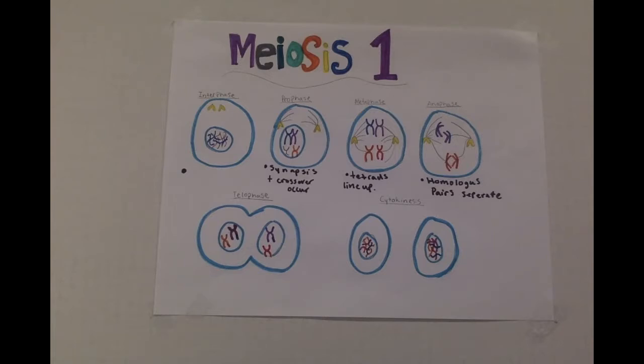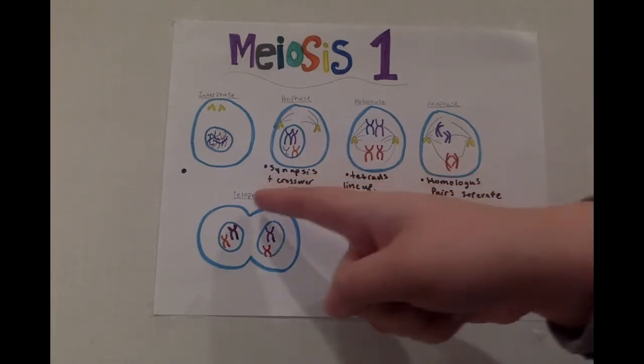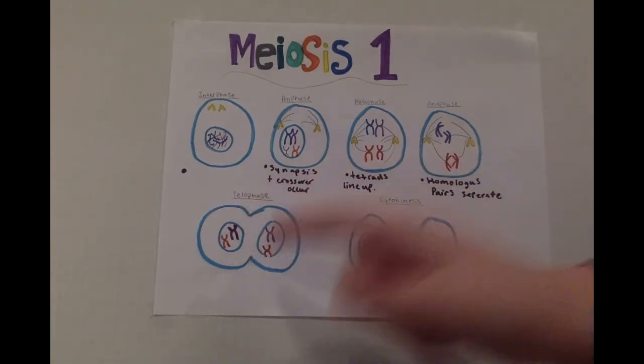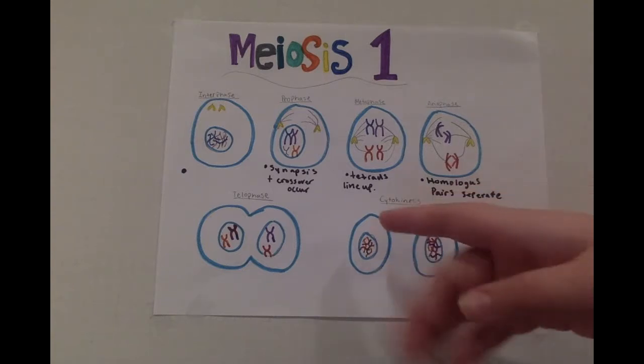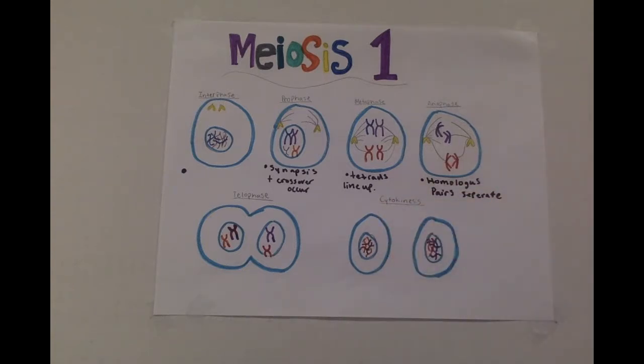Cytokinesis, which is the division of the cytoplasm, you can see where it starts to divide in telophase, and then in cytokinesis, it's completely divided. In animal cells, a cleavage furrow is formed. In plant cells, a cell plate forms. In some species, chromosomes decondense and the nuclear envelope reforms. No replication occurs between meiosis 1 and meiosis 2.